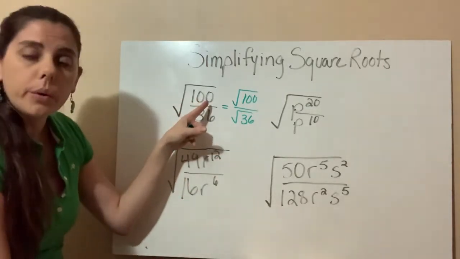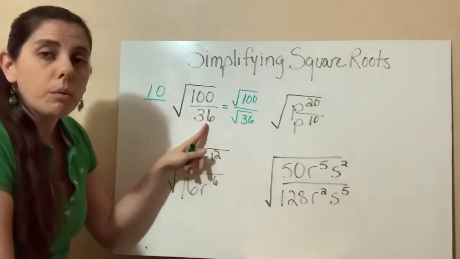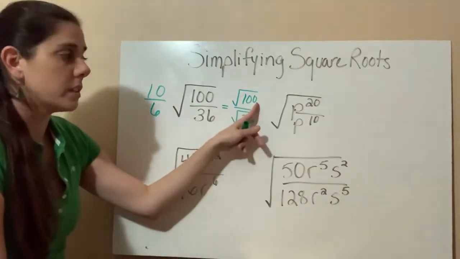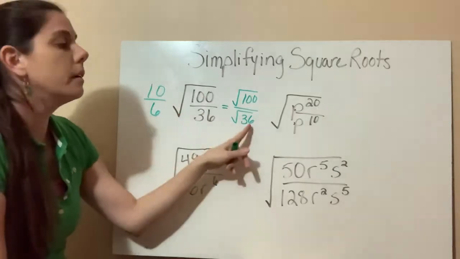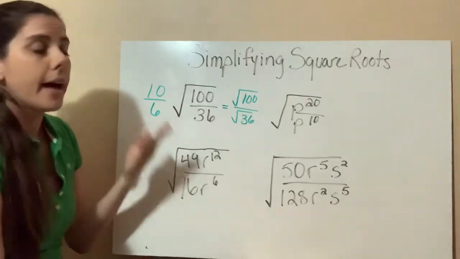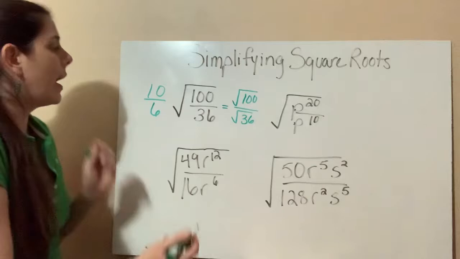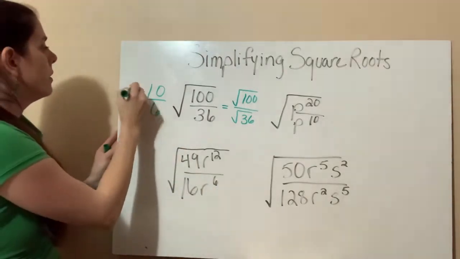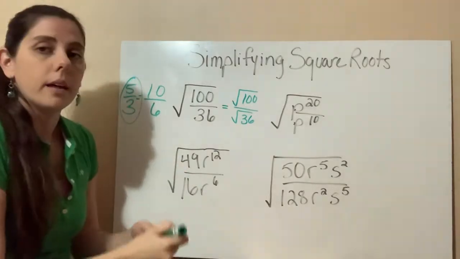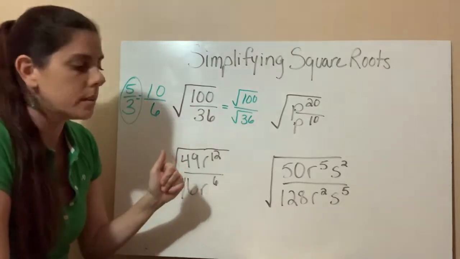So the square root of 100 is 10. And the square root of 36 is 6. Can we simplify that? Absolutely. We can divide both of those by 2, and we would get 5 over 3. So 5 over 3 is the simplest form of the square root of 100 over 36.